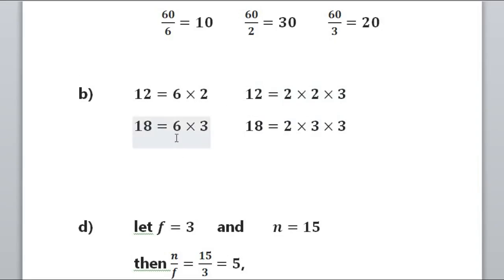Similarly, the product of 6 and 3 is 18. We say that 6 and 3 are the factors of 18, but we can also write 18 as 2 times 3 times 3. Here, 2 and 3 are also factors of 18.